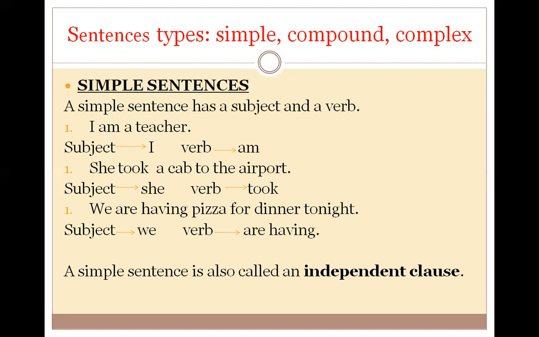A simple sentence is also called an independent clause. What is an independent clause? You must have heard the words independent clause, dependent clause. The second name for a simple sentence is independent clause. A simple clause is an independent clause which contains a subject and a verb.